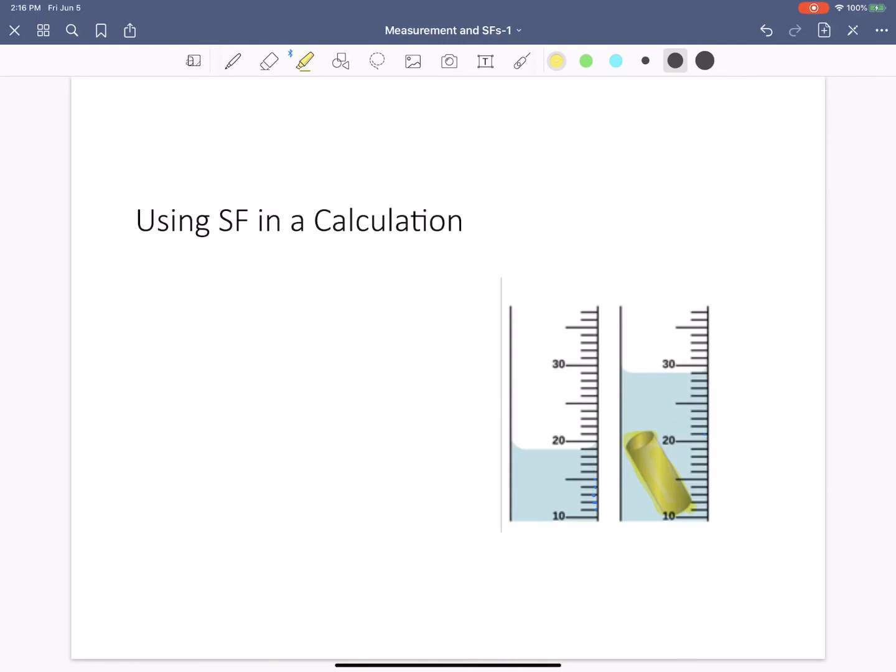Things to find the volume. Here we could use a formula for volume for this regular solid, but it's easier just to stick it in water and see how much water it pushes out of the way. And so we call that volume by displacement, and that's what we're doing here.